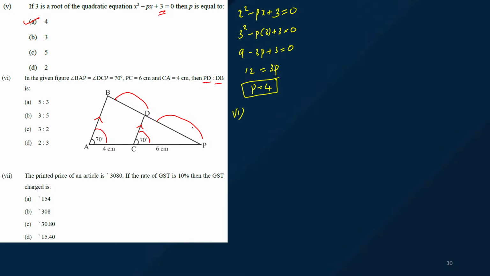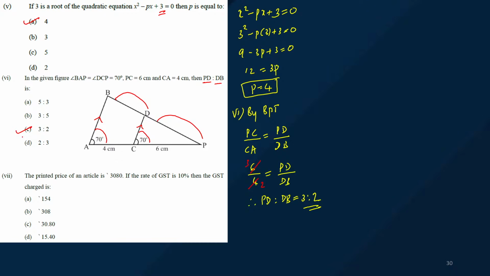By BPT, what can I say, children? By BPT, I can say that PC by CA is equal to PD by DB. Correct. So PC is how much? It is 6. CA is how much? 4. That is going to be PD by DB. So when I reduce it to the lowest form, 2 3s are 6, 2 2s are 4. So I get the required ratio, that is PD is to DB is equal to 3 is to 2. 3 is to 2 is the right answer.